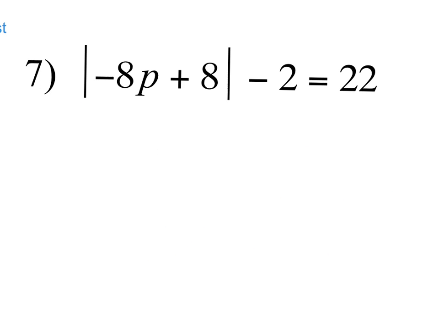The common mistake for this problem is to try to do minus 8 here and minus 8 here. The reason you cannot do that is because that plus 8 is locked within those bars. So we're not able to subtract 8 from both sides yet.